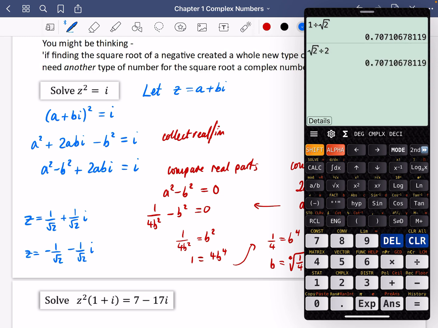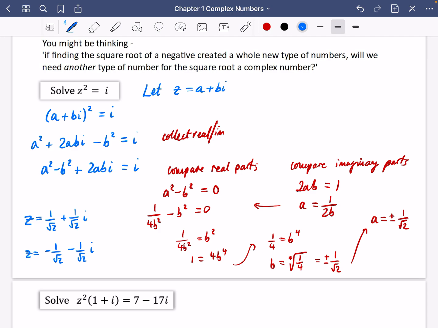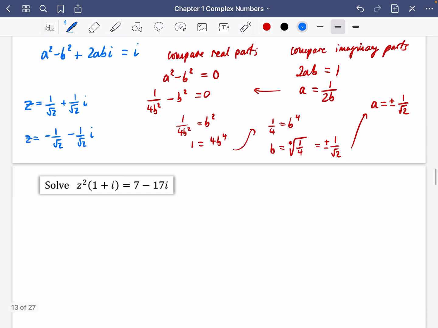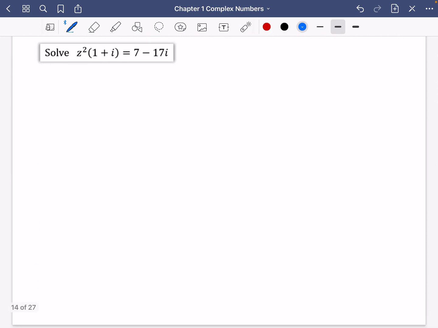Okay, so you can use the calculator to do this, but I wanted to show you this other method. So this one that we've got here, I'm going to do the slightly longer method. This time we're going to say, so z squared brackets 1 plus i equals 7 minus 17i. Let's start rearranging it. So we get 7 minus 17i over 1 plus i.